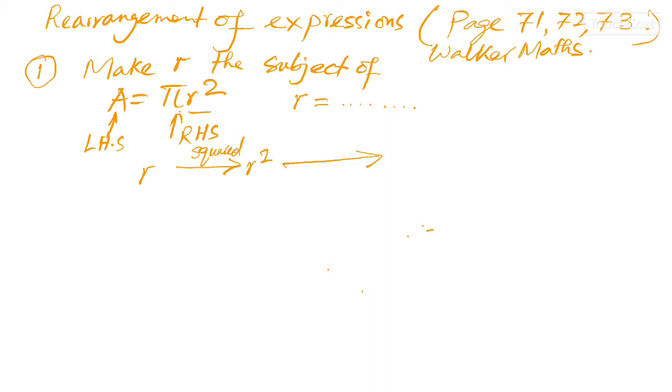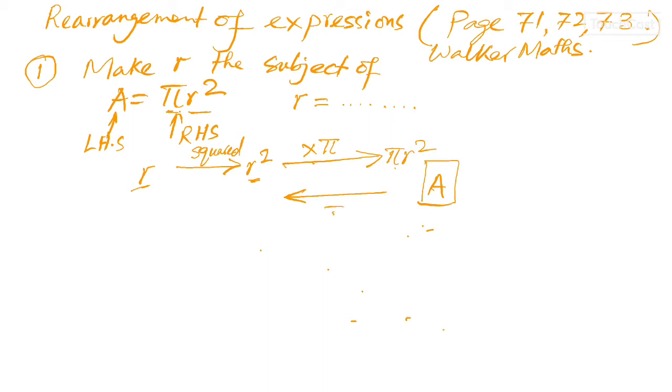So R squared, then what did I do? I times it by pi, and that gave me pi R squared. So what I did: I'm thinking of a letter R, I squared it, that gave me R squared, and then I times it by pi, that gave me pi R squared, which is nothing but A.